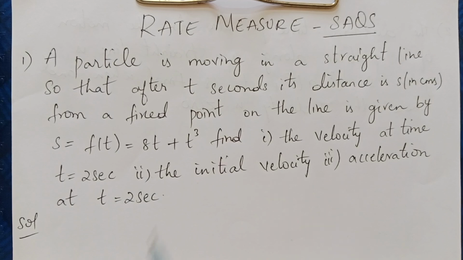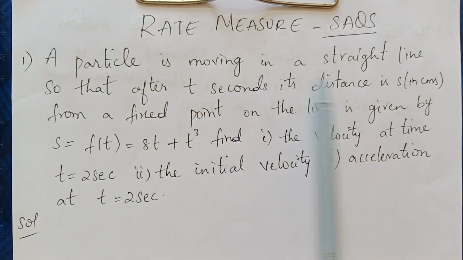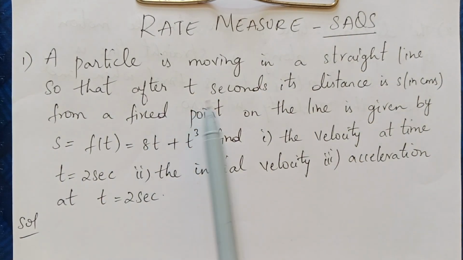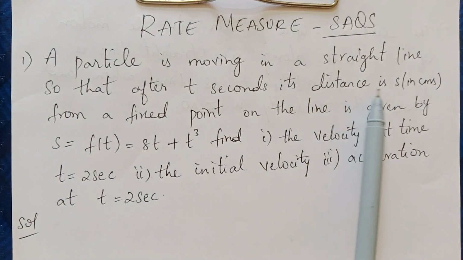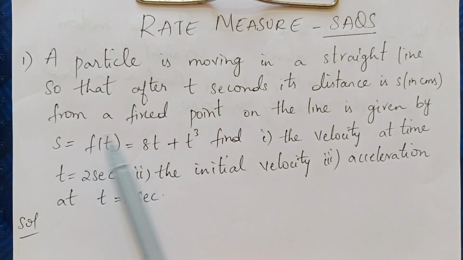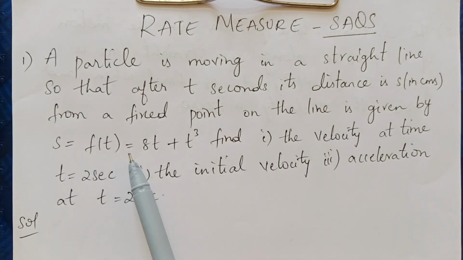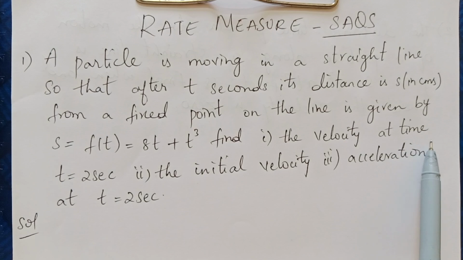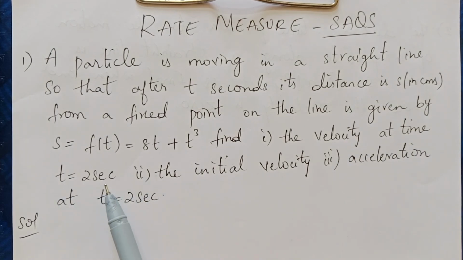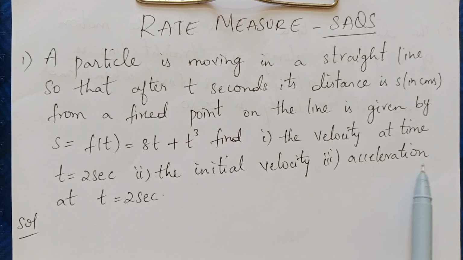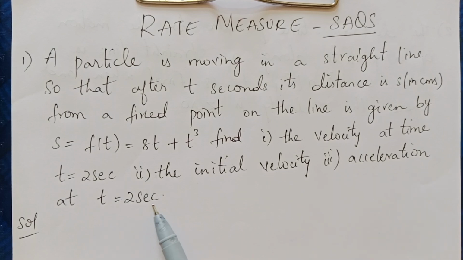So our first question is, if a particle is moving in a straight line so that after t seconds its distance s in centimeters from a fixed point on a line is given by the equation f of t equals 8t plus t cube. Find the velocity at time t equals 2 seconds. Second question is the initial velocity, and the third is the acceleration at t equals 2 seconds.